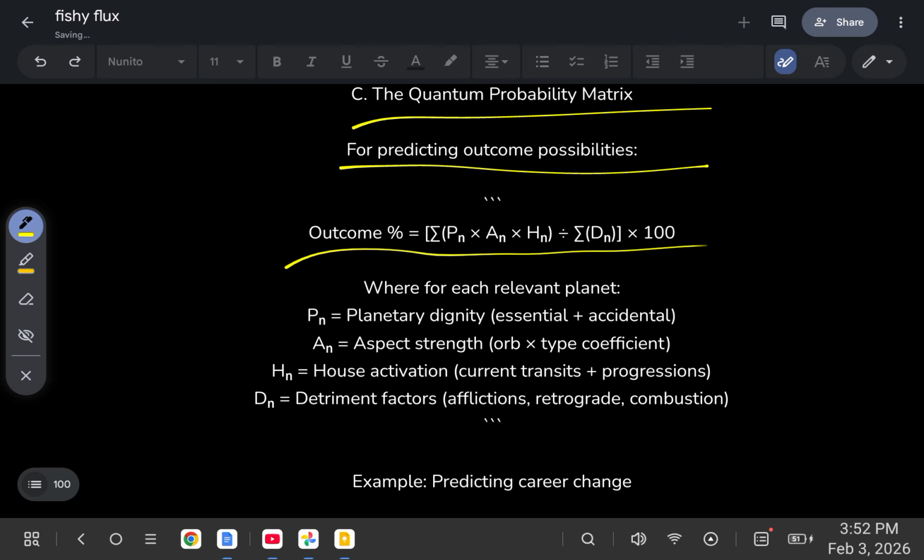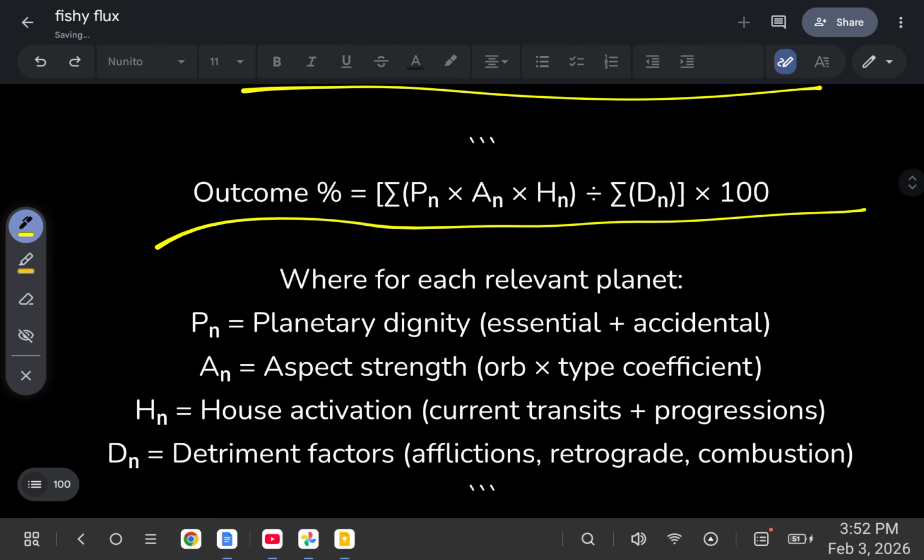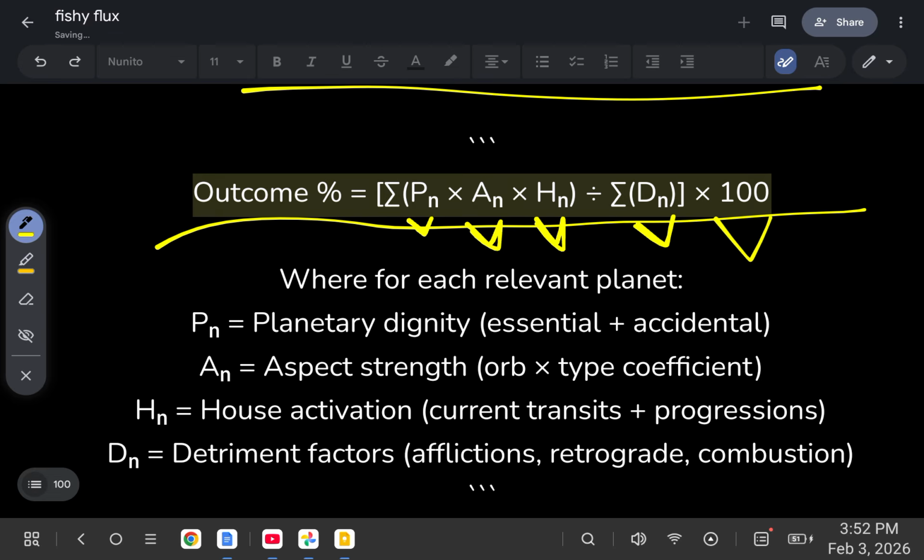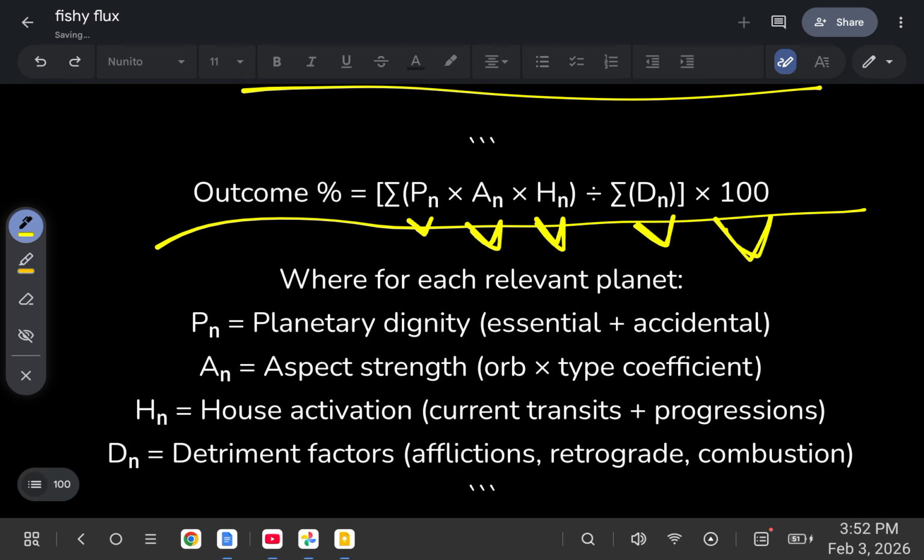Our outcome percentage equals P_n multiplied by A_n multiplied by H_n divided by D_n multiplied by 100. So what is this talking about?